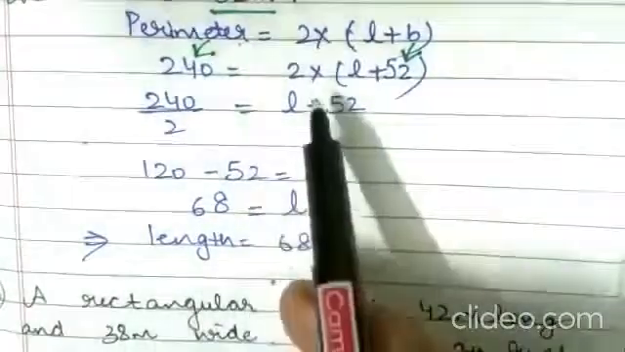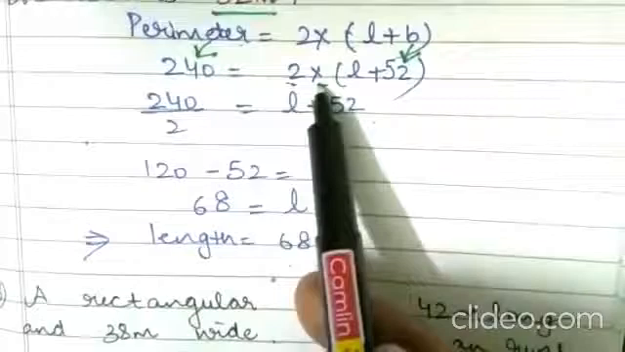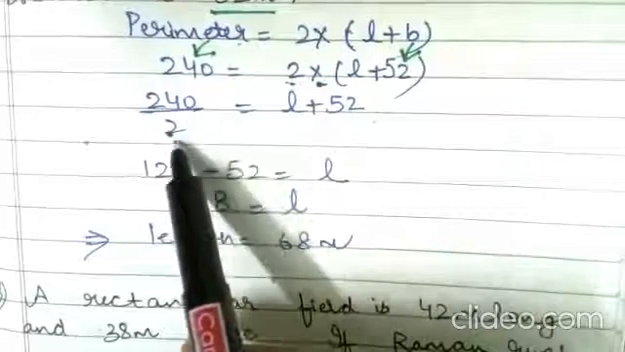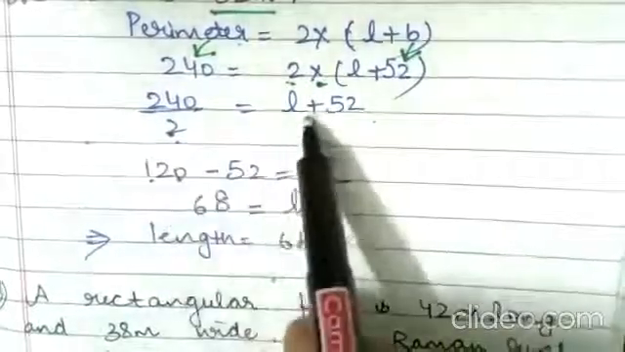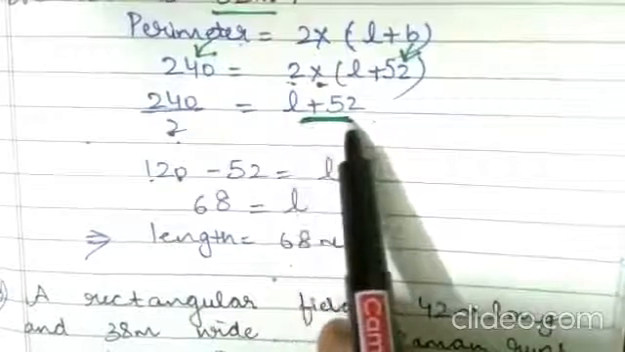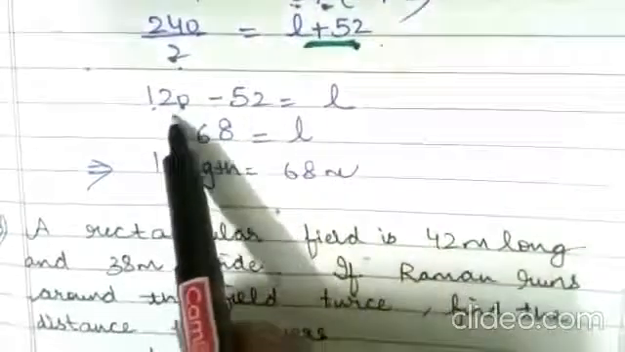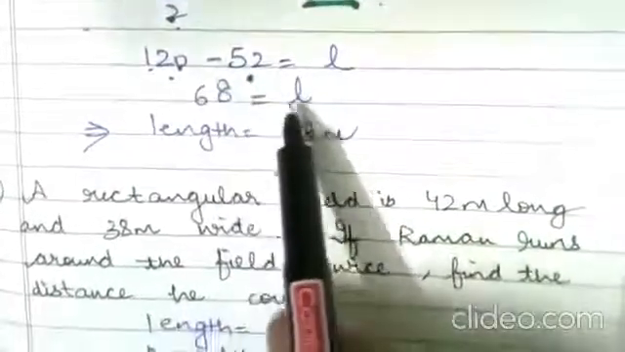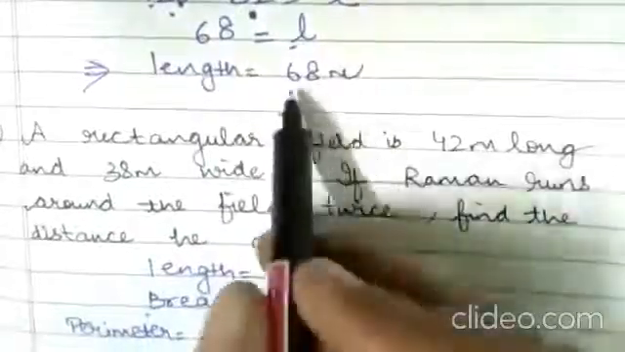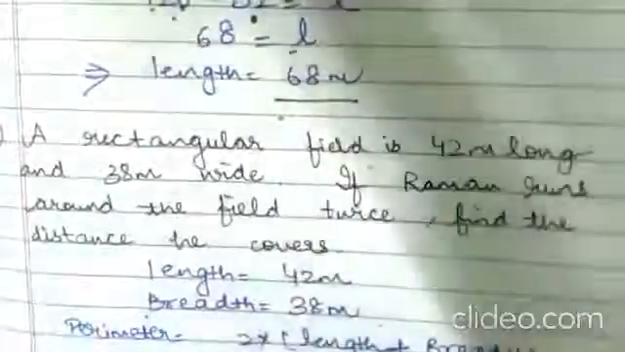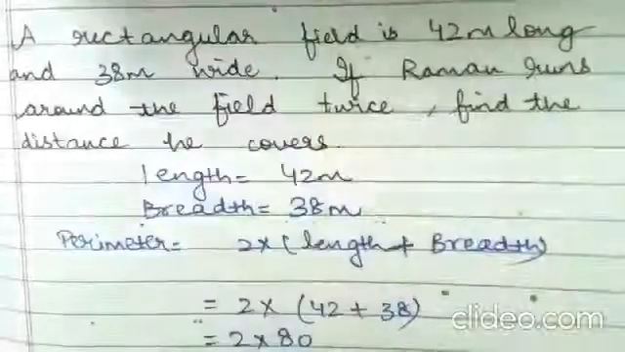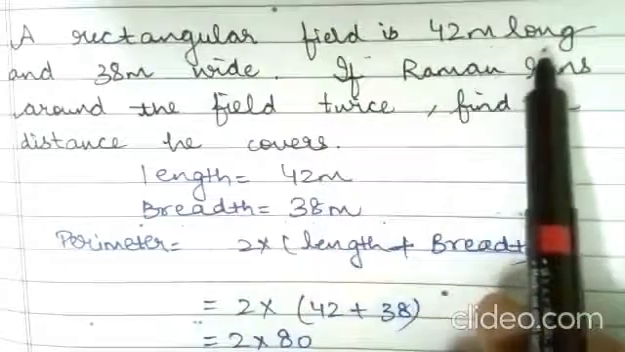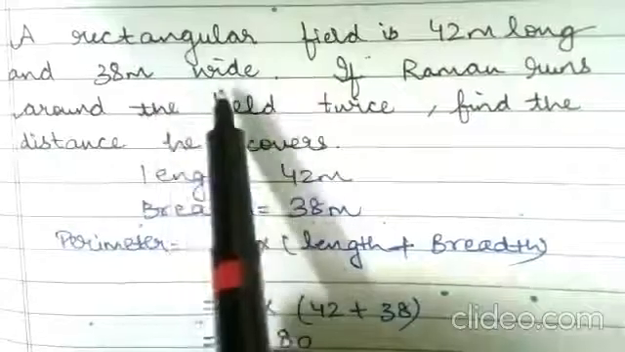Now what we have done, 2 is getting multiplied here. When it gets shifted, it will get divided. So we get 120. Now 52 is getting added here, so on the left hand side, it will get subtracted. So the length we got is 68 meters. Clear children?